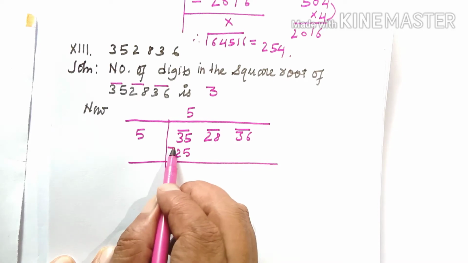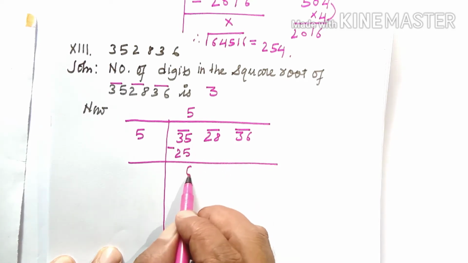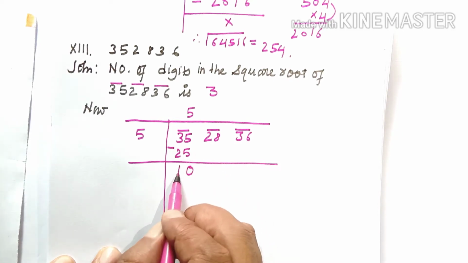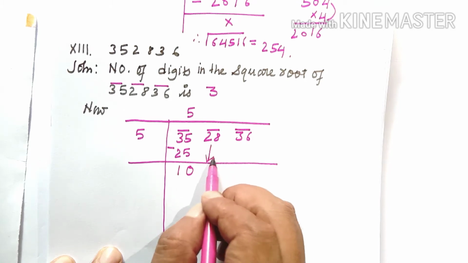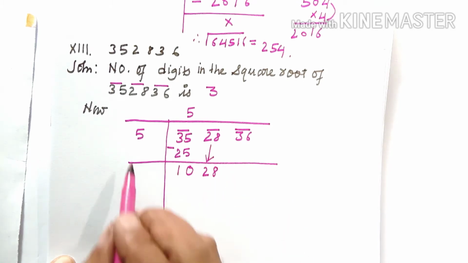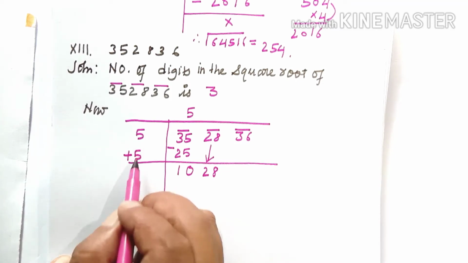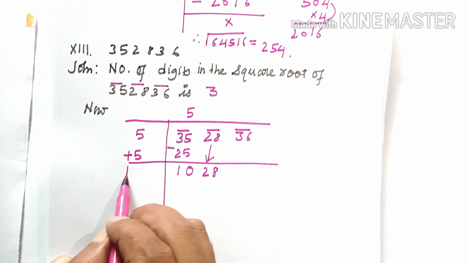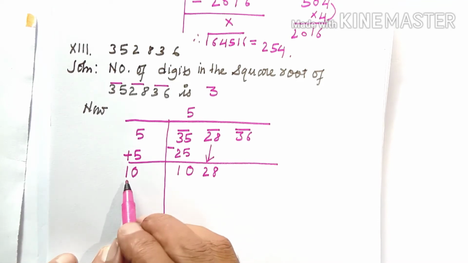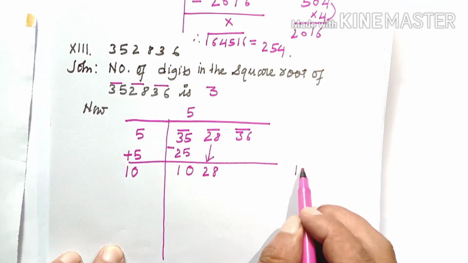Now you'll have to subtract. So 5 minus 5 will be 0. 3 minus this will be 1. So now you can bring down 1 period. And here what you'll have to do, you'll have to make it double. So plus 5 you'll have to add. So 5 plus 5 will be 10. Now take this 10 for rough work.